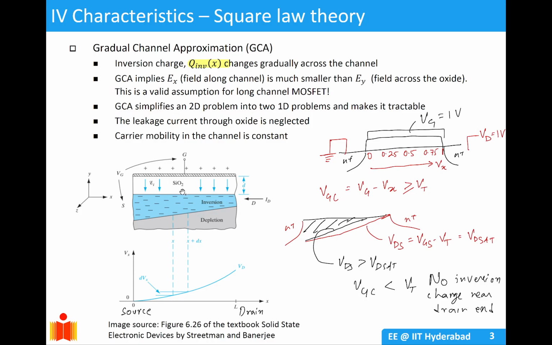Due to this, we can simplify this from a 2D problem into two independent 1D problems, which we can solve independently. For this to work, we neglect the leakage current through the oxide, and we also assume that the carrier mobility in the channel stays constant.